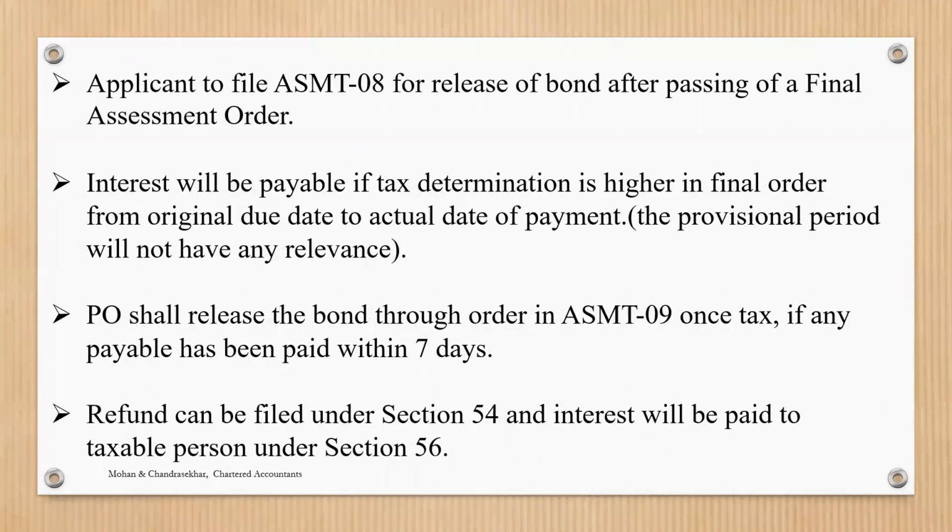Applicant to file ASMT. So once the final order is passed, then the bond is not required because there is no tax liability. Suppose the final order is passed and there is no tax liability, then the bond can be cancelled in ASMT 08. Now, once the tax is determined in the final order, and suppose there is a tax liability, when the tax is paid, interest has to be paid by the taxpayer. Suppose it was 12% and subsequently it was decided in the final order it should be 18%. No interest will be charged from the date of the provisional order till the final order, because the provisional assessment order had that rate and the final order had a different rate. So interest will not be charged in those periods. Interest will be charged only from the final order till the time the amount is paid. So the proper officer will release the bond through an order in ASMT 09.